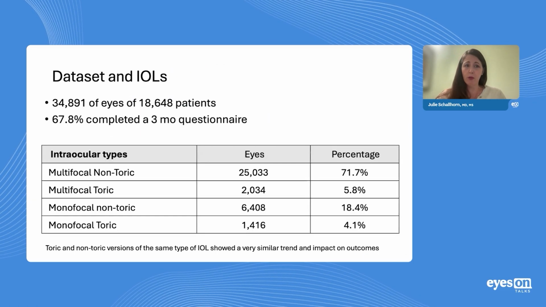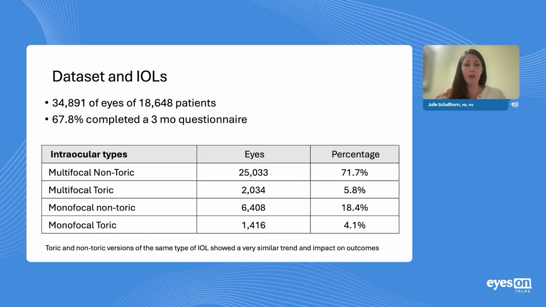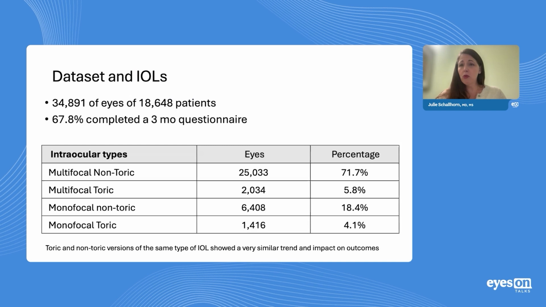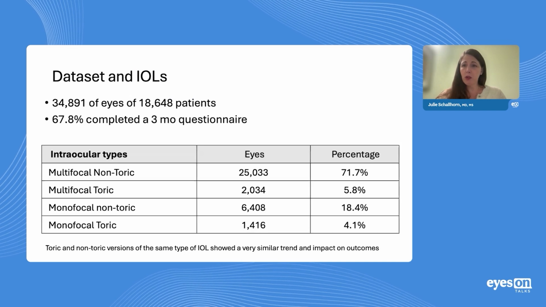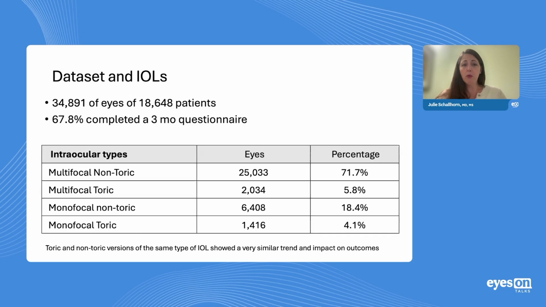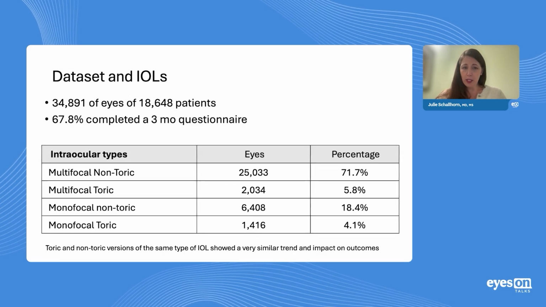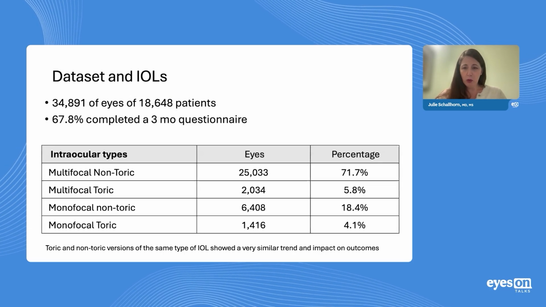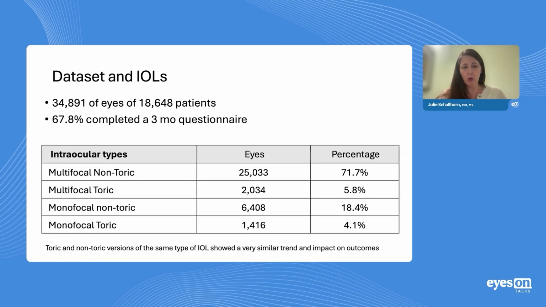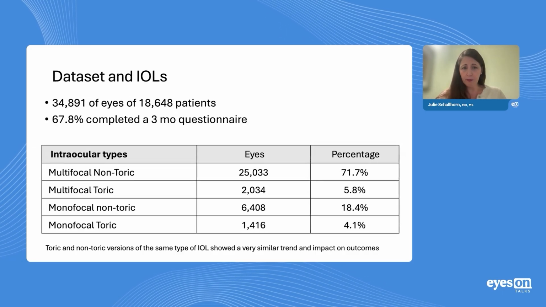So this was a big study. It was almost 35,000 eyes, almost 19,000 patients, and about 2/3 of them completed that post-op month 3 questionnaire to look at patient-reported outcomes measures. The majority of patients got multifocal non-toric lenses, with a minority getting multifocal toric lenses, and then some patients elected for monofocal non-toric or monofocal toric lenses.